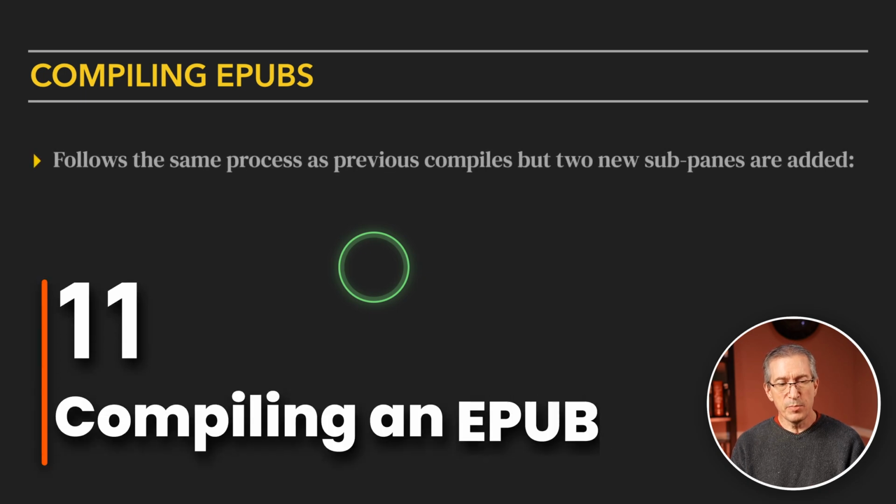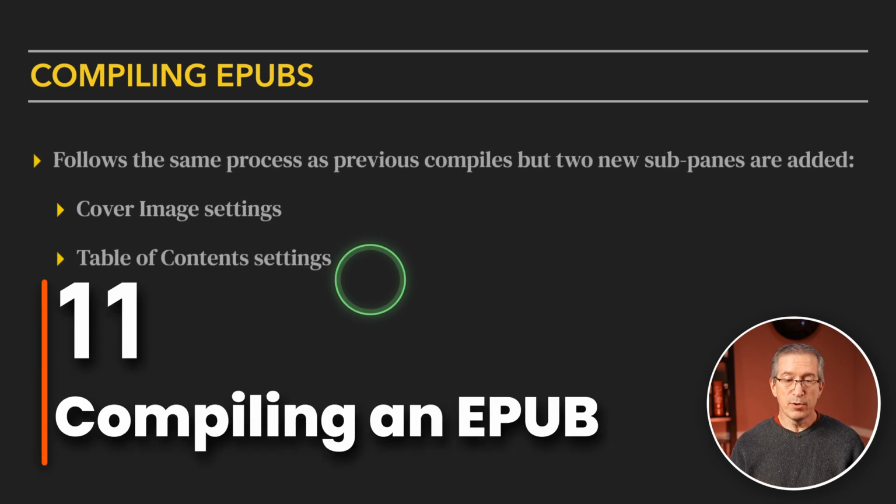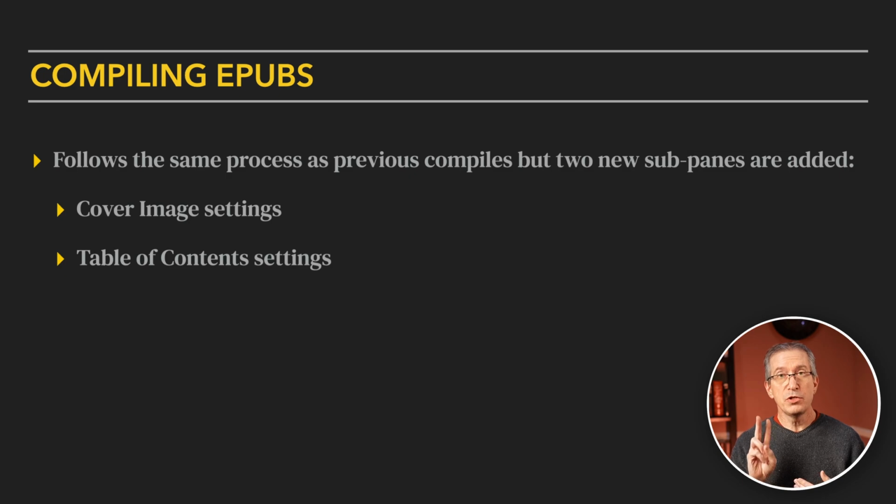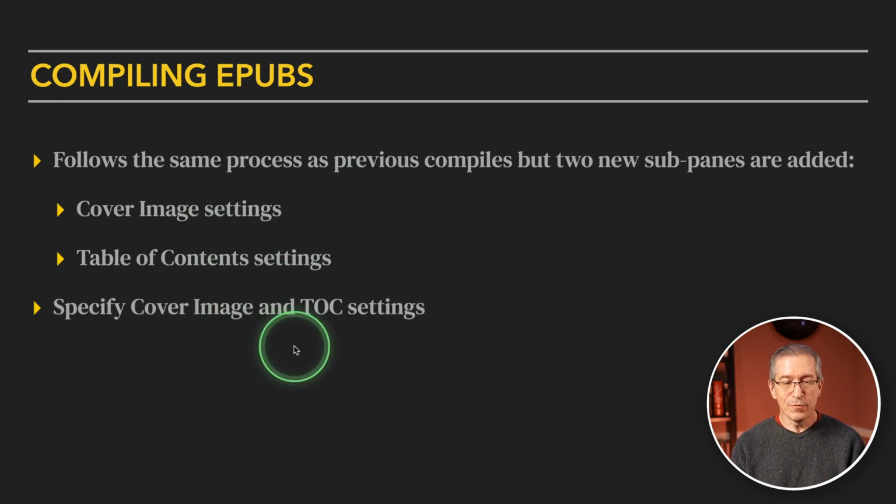And then let's look at EPUBs real quick. So this follows, again, the same process as previous compiles, but 2 new subpanes are added. One for the cover image, one for the table of contents. And so we're going to specify that cover image and whichever table of contents settings we want, and then we'll click compile. So let's try that.